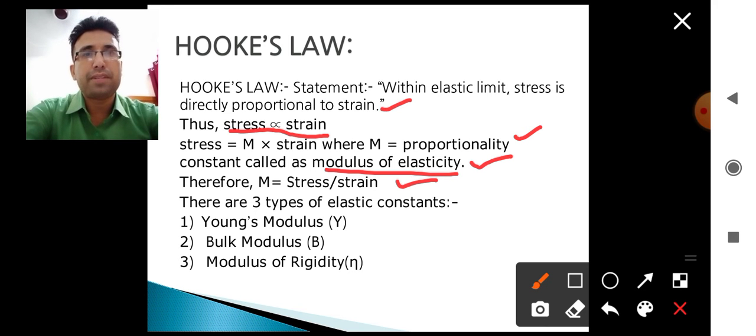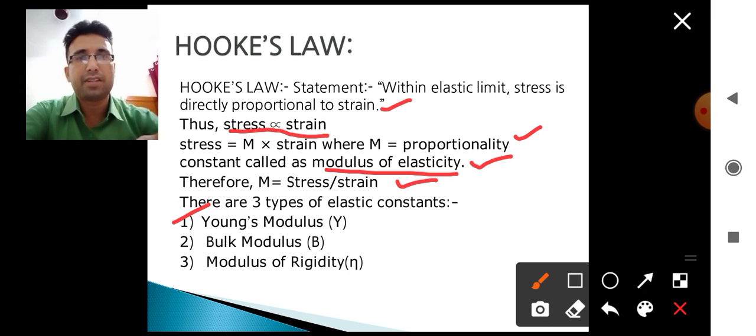Now, on the basis of different types of materials, different types of stress applied on these materials, and the variety of strain produced in them, keeping these different things in mind, we can divide all the modulus of elasticity into three categories or types. So these are simply known as the three types of elastic constant. What are these three elastic constants?